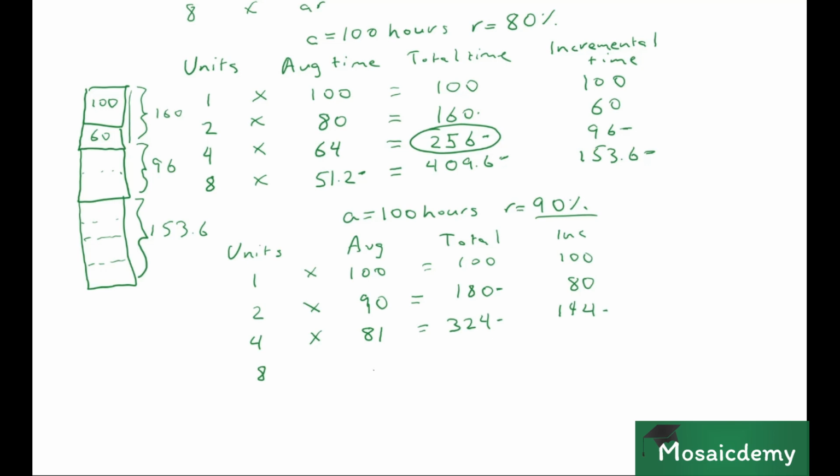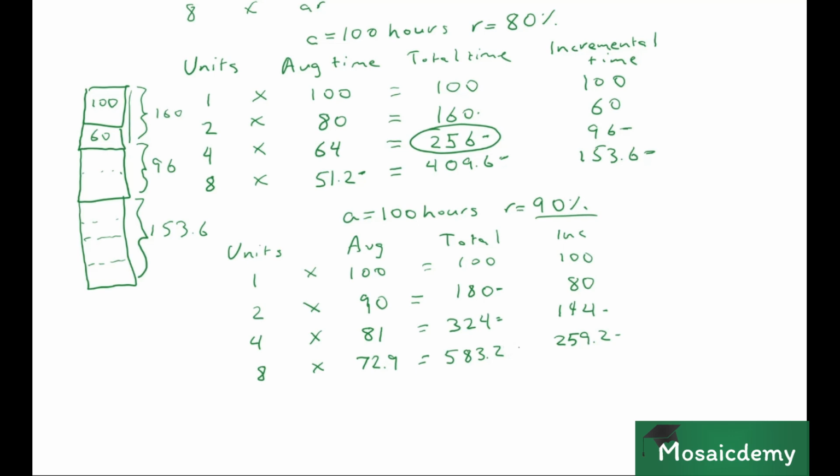Finally, 81 into 90%, you can use a calculator, we should end up with 72.9. Multiply that by 8, we get a total time of 583.2, and incremental time 583.2 minus 324, 259.2, meaning the first 4 units took us 324 hours, the next 4 units took us 259.2 hours. So the first 8 units took us a total of 583.2 hours.